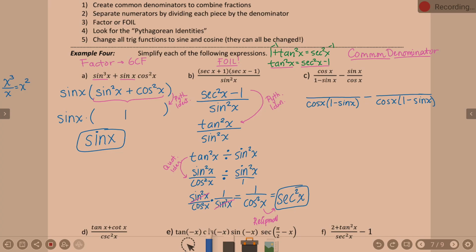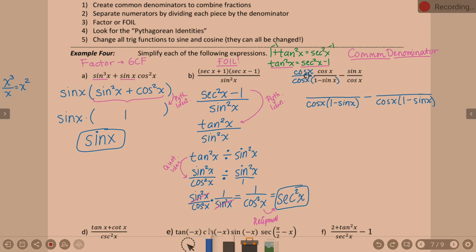Now, with that in mind, my question to you. My first fraction has a 1 minus sine x. What piece of the denominator am I missing? We're missing the cosine x? Yeah. So on the first fraction, to get that common denominator, I have to multiply the denominator by cosine x. Well, in a fraction, what you do on bottom, you do on top, yes? So that means we're going to multiply the top by cosine x as well.